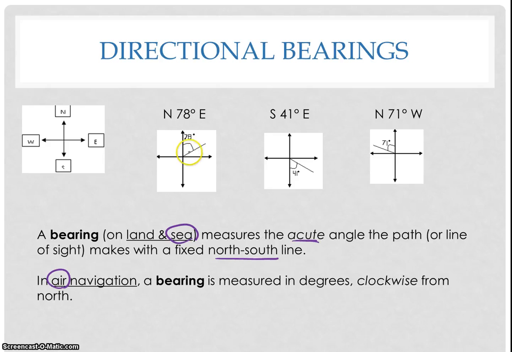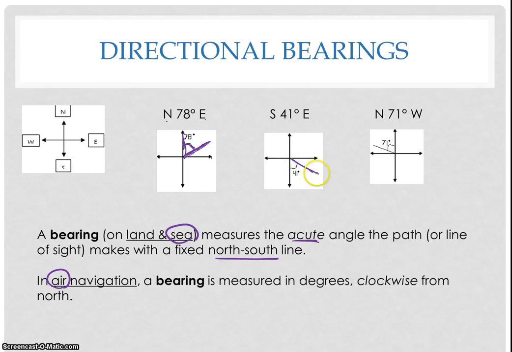So for example, if you were traveling along this path here, the angle at which you're traveling, since it's between north and east, the angle we're looking at is this angle between the north-south line here and the angle we're traveling. So it'd be north 78 east. So here's north, here's east, and there's 78 degrees. And it's always the angle between the north-south line and the direction you're traveling.